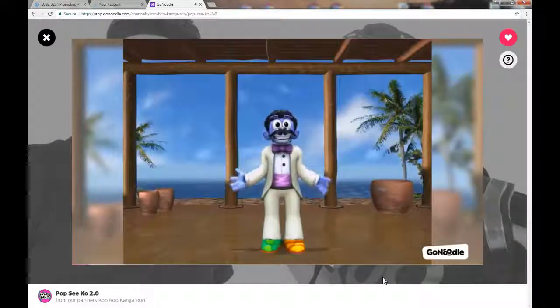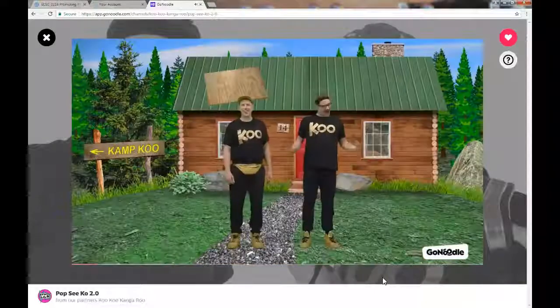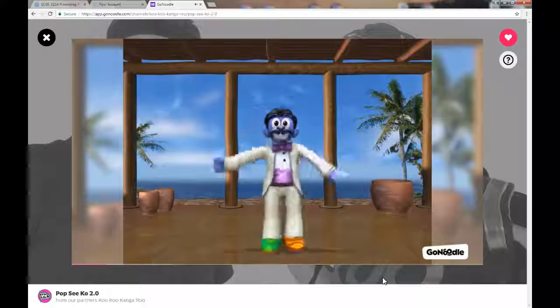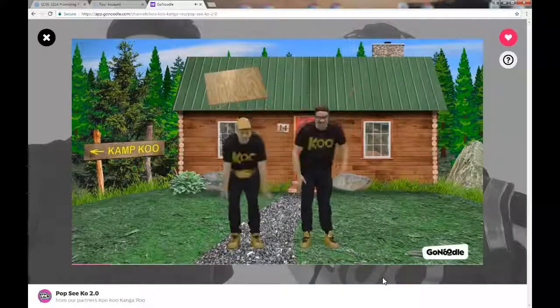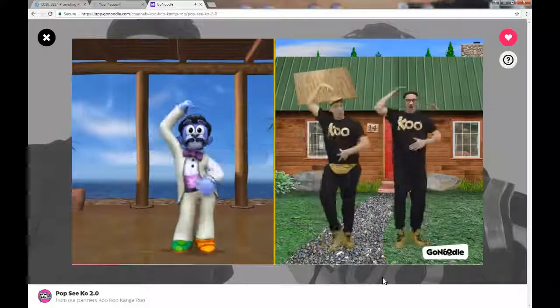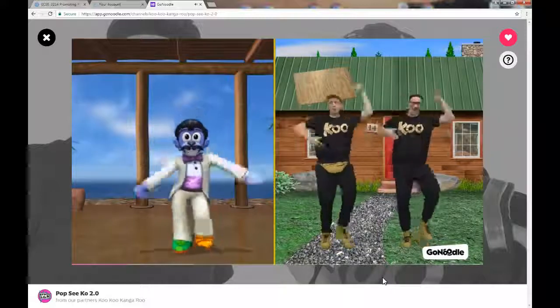Hey, Maximo. Hey, what? Are you ready? For what? To pop. Pop what? Popsicle. My hands are high, my feet are low, and this is how I popsicle. His hands are high, his feet are low, and this is how he popsicles. Popsicle. Pop, popsicle.